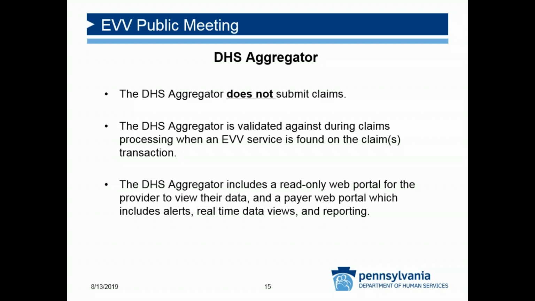And as we've mentioned in previous meetings, beginning January 1st, 2020, if EVV data does not match, the claim will be denied and adjustments will be necessary for resubmission. Also, the DHS aggregator includes a read-only web portal for the provider to view their data and a payer web portal, which includes alerts, real-time data views, and reporting.